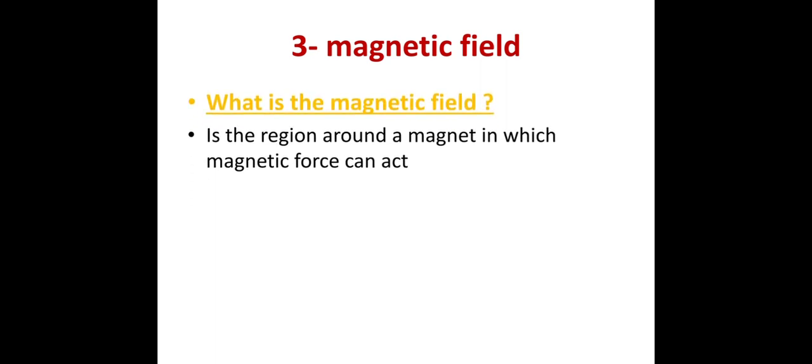The third property of the magnet is the magnetic field. What is the magnetic field, or what is the meaning of magnetic field? The definition of the magnetic field is the region around the magnet in which magnetic force can act.